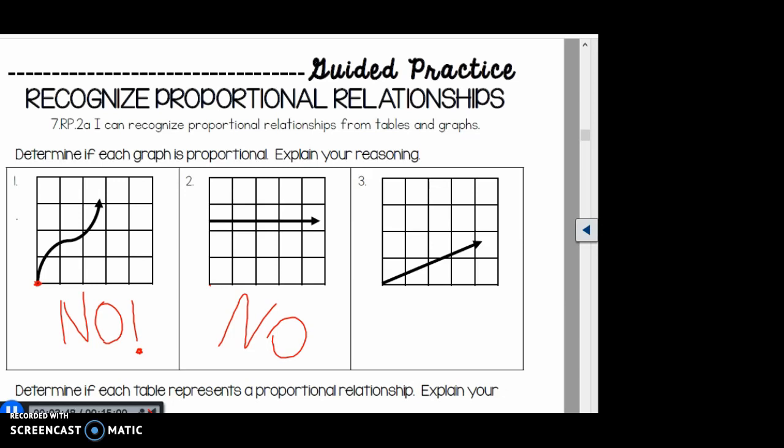Anybody else want to come up? No? Okay, Rocco, is this? This is. Why is this proportional? Because it's on the origin and it's straight. It's both. So what are you going to write there? Yes. Tell us nice and loudly again, why is this one proportional? Because it's on the origin and it's straight. It's straight and it passes through the origin. Very good. Okay, we're going to pause the video. Make sure you have this.